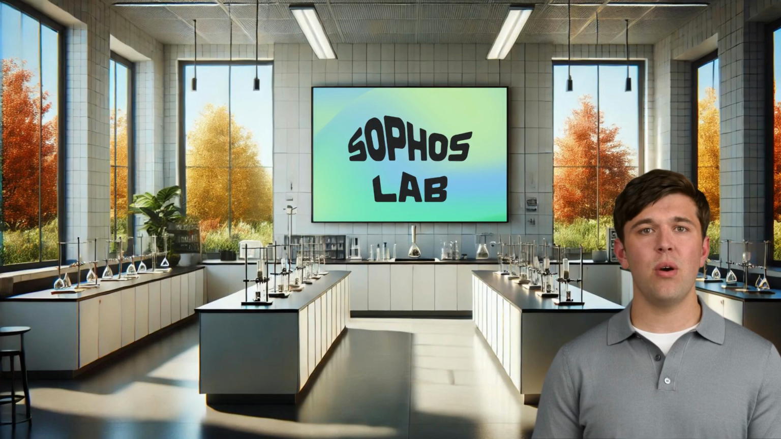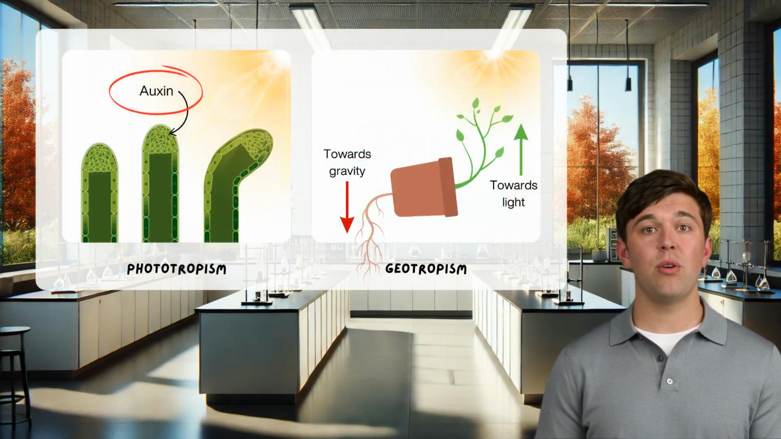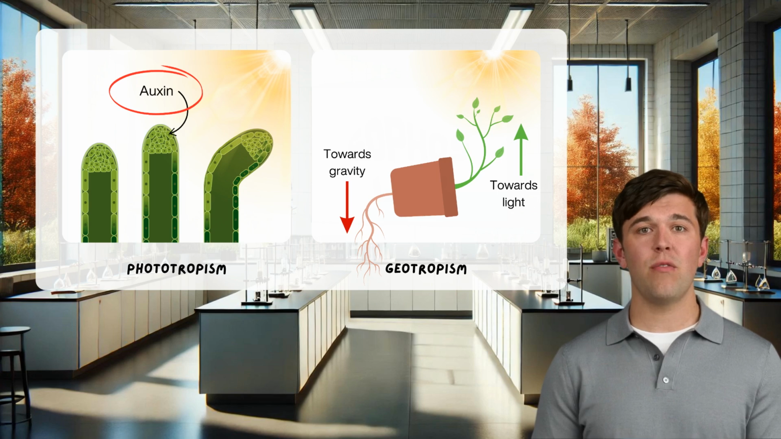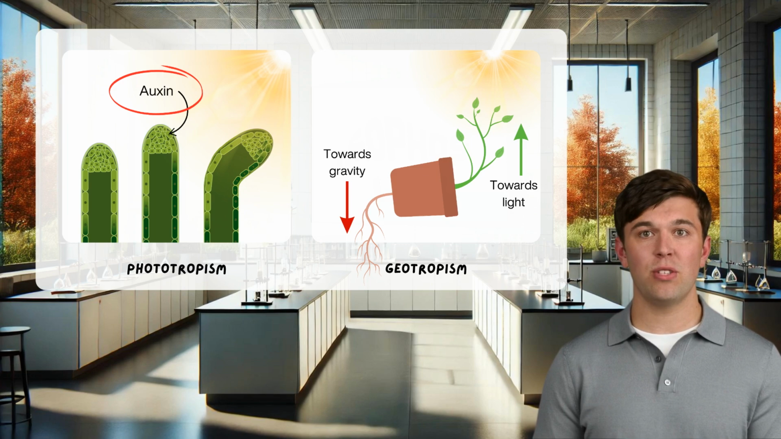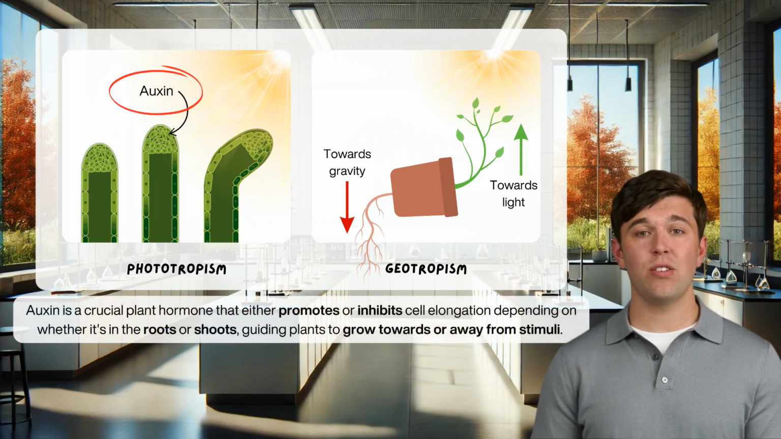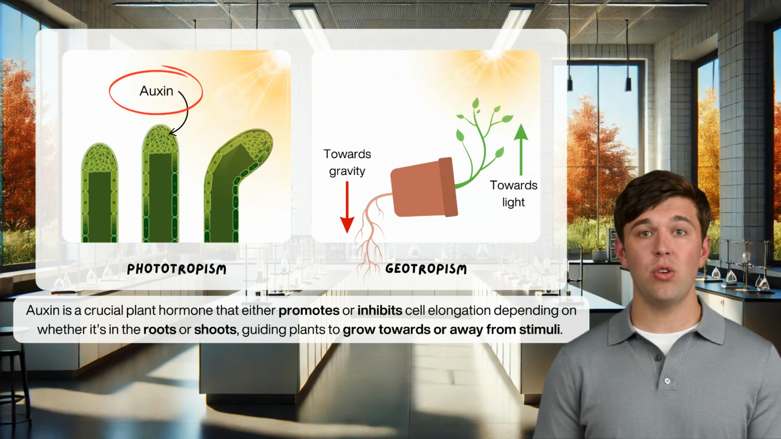So far, we've delved into how plants respond to their environment using hormones. You've learned about phototropism, where plants grow towards light, and geotropism, where they grow in response to gravity. We've specifically looked at the role of auxin, a crucial plant hormone that either promotes or inhibits cell elongation, depending on whether it's in the roots or shoots, guiding plants to grow towards or away from stimuli.